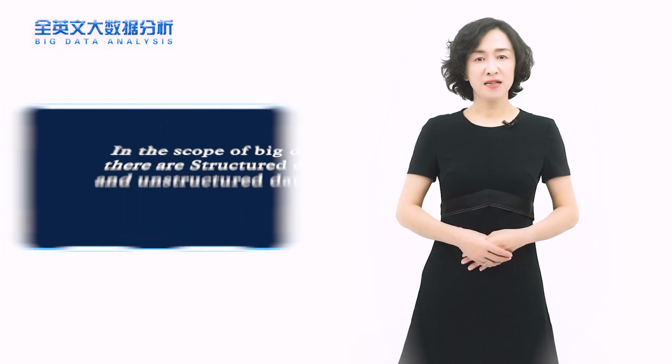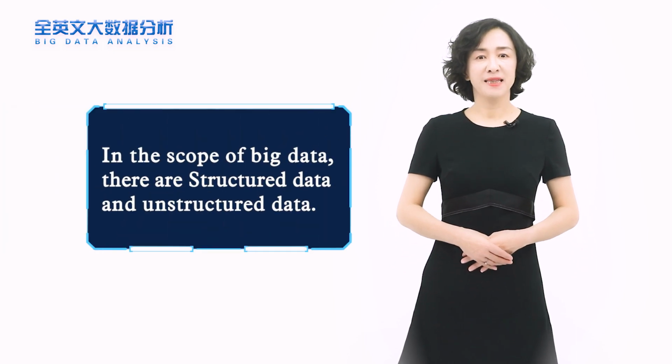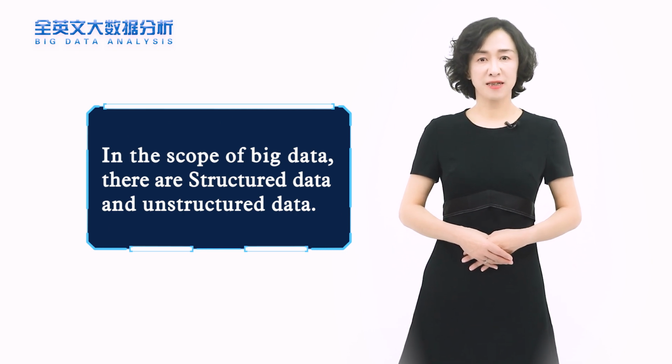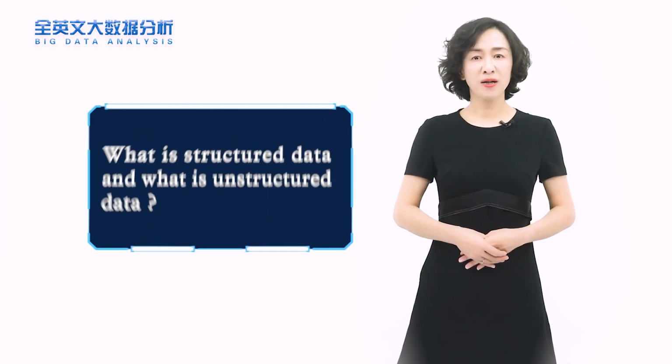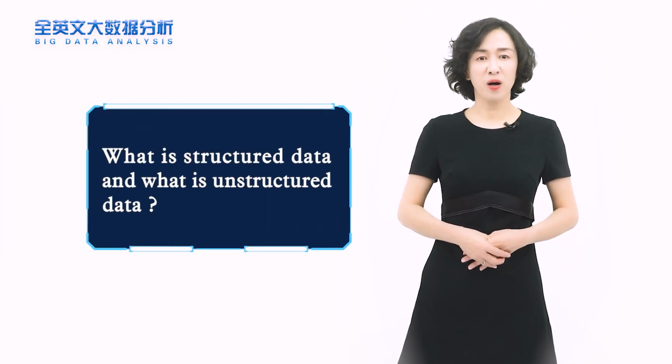In the scope of big data, there are mainly two kinds of data, which are structured data and unstructured data. In this session, we will learn what is structured data and what is unstructured data. Let's learn about these two kinds of data.